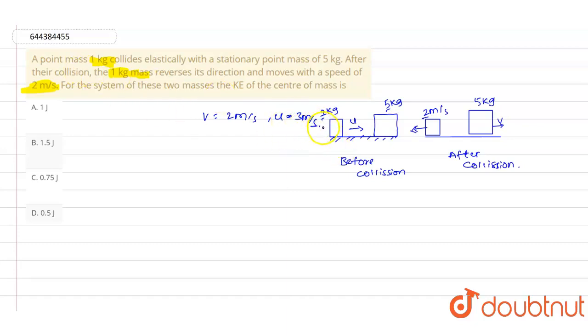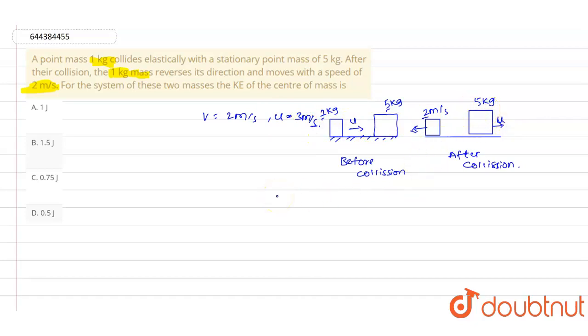So according to this question, we have both the blocks, 1 kg and 5 kg blocks. Before collision, this 1 kg block will try to move towards the 5 kg block and hit it and reverse its direction, and moves back in the reverse direction with the speed of 2 meters per second. So this is actually u. So I'm considering the u value as 3 meters per second after the collision.